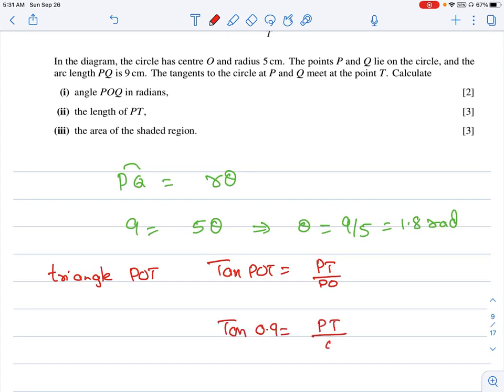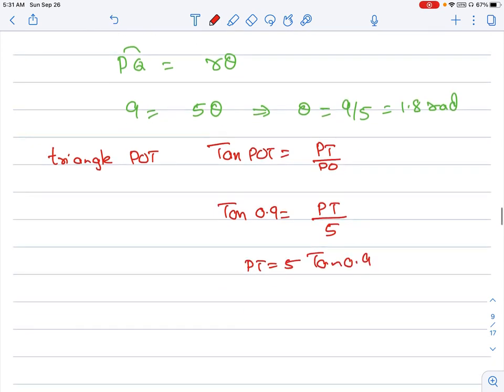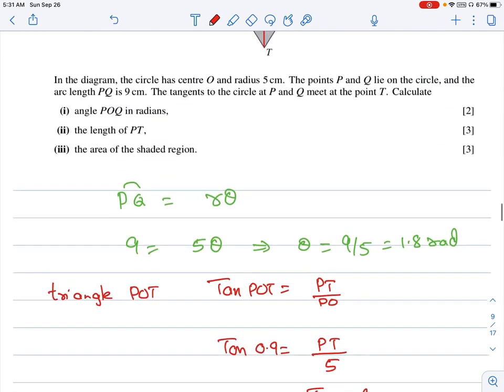So tan 0.9 is equal to PT upon PO. We have to calculate, PO value is 5. So PT is equal to 5 times tan 0.9. When I do that, it becomes 6.30 centimeters. Don't forget to write the units.